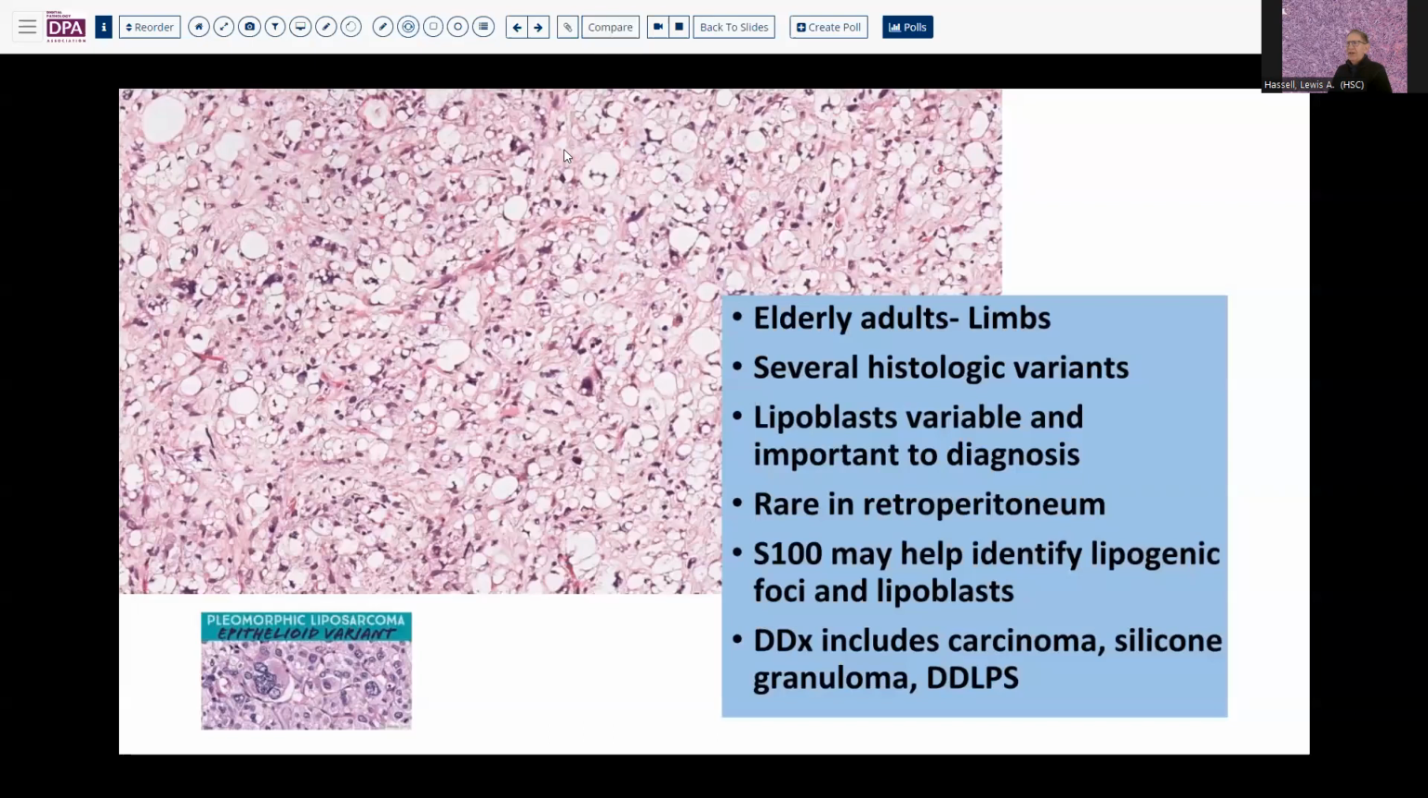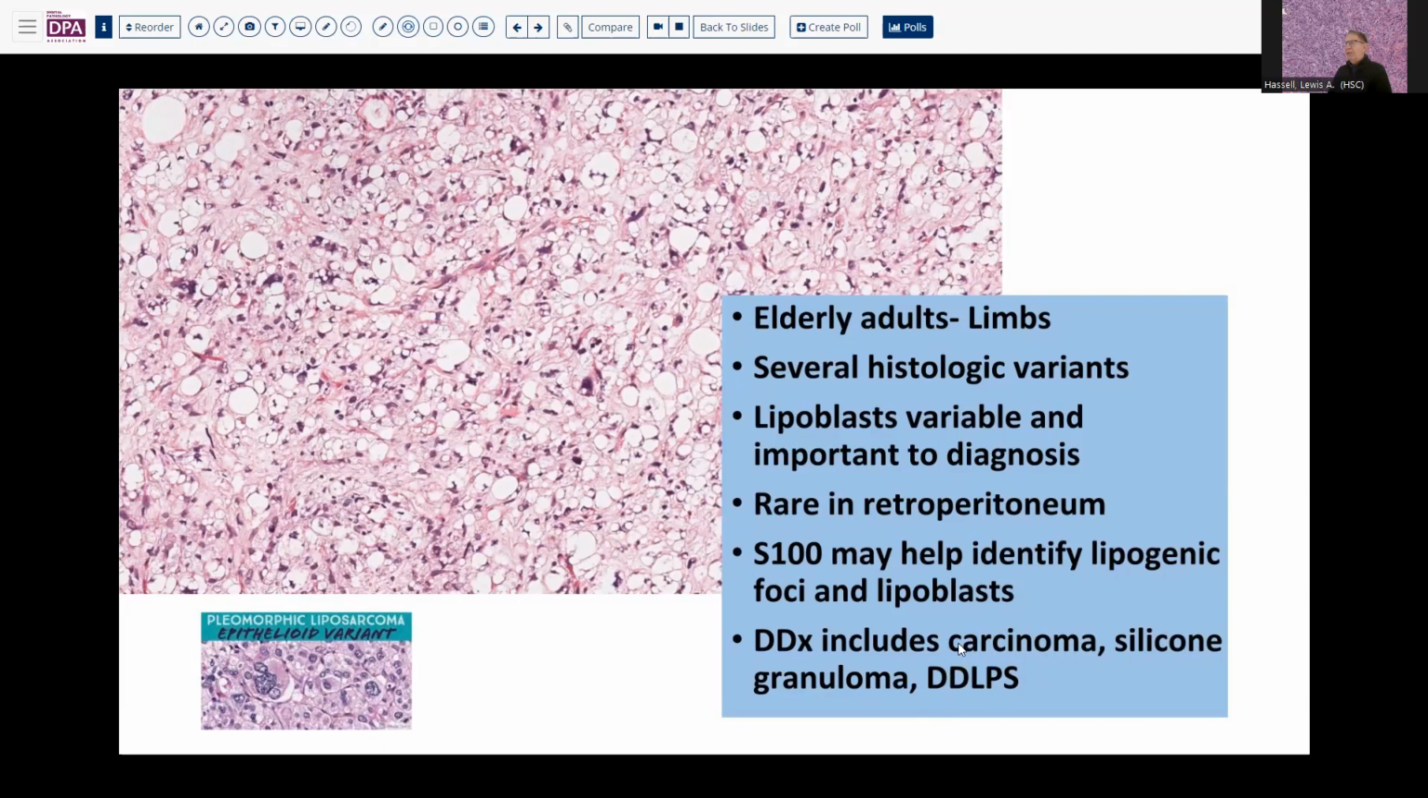That is important to remember, because I think this case was an example of the epithelioid variant of pleomorphic liposarcoma. There are other variants as well. Remember that this is very rare in the retroperitoneum, so you're not going to usually have an overlap with dedifferentiated liposarcoma. S100 may be helpful, especially if you're not concerned about melanoma or something like that. But in the cellular areas, you do have to be concerned about carcinoma and dedifferentiated liposarcoma.